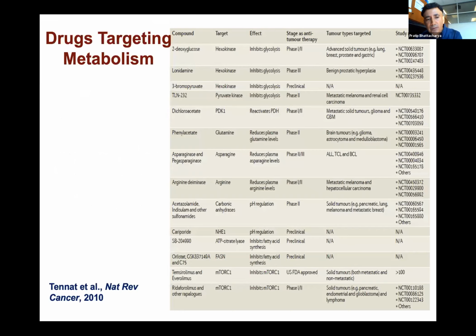And this is a slide from Nature Review by a different lab. They show different drugs which are now coming up in the market which target metabolism. So the idea is that we are able to use these drugs to interrogate those processes. So the future of it is very exciting. The next slide.